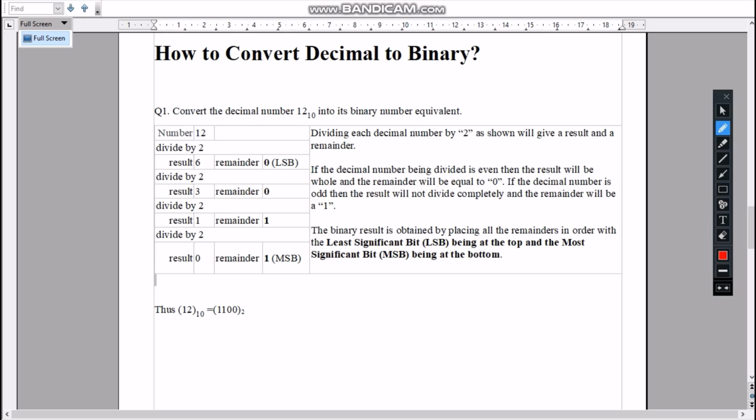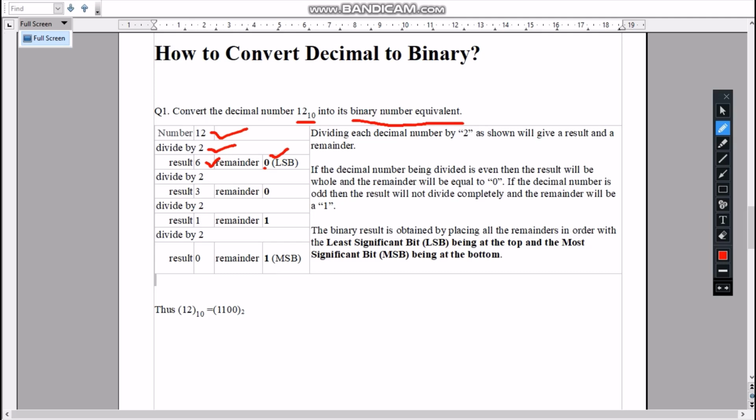Next we'll see how to convert decimal to binary. For this we'll take one example. Convert the decimal number 12 having base 10 into its binary number equivalent. First of all, we'll take the number 12. We'll divide it by 2. The result is 6 and the remainder is 0. Here, this is known as LSB, least significant bit.